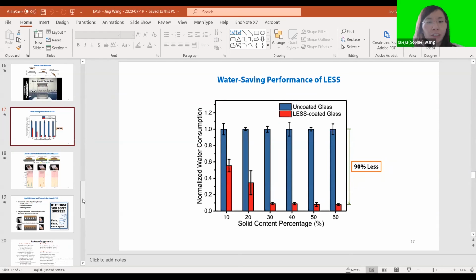So my question is, will this technique apply to other situations? For example, underwater, where we want to avoid fouling, for example the penetration of water into some devices or sensors. Do you think this technique will be helpful for these underwater situations?